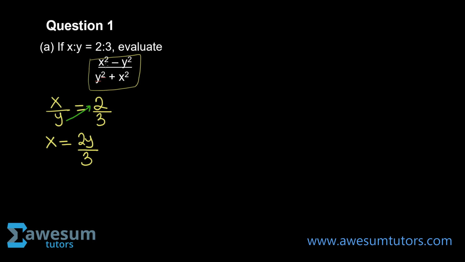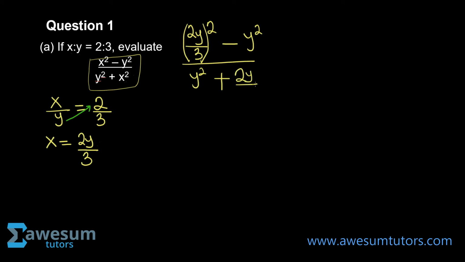So let us do that. This is x squared, so I will make it 2y over 3, open bracket, squared, minus y squared, over y squared plus x squared. Instead of x, you're going to have 2y over 3. And remember, there is a square here, so you put that square. Make sure you don't forget the square sign, otherwise you're going to be wrong in your final answer.